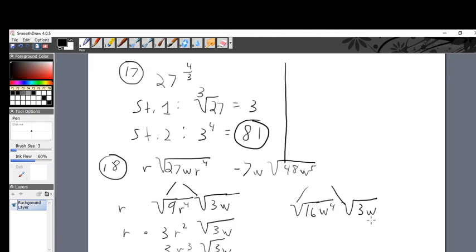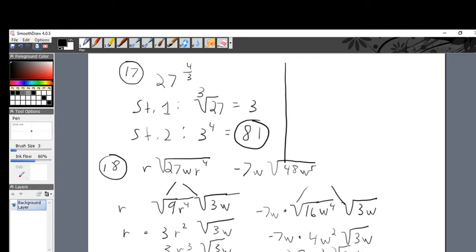Okay, here are the perfect squares, and here's the leftover. Well, minus 7W is coming down with us, right? It's trying to multiply whatever's here. What's this? This will turn into 4. Square root of 16 is 4. Square root of W to the 4th is going to be W squared. Always just divide it in half. The leftover is a leftover. And minus 7W is still hanging around trying to multiply. What do I get over here? Minus 7 times 4 is negative 28 W cubed, square root of 3W.